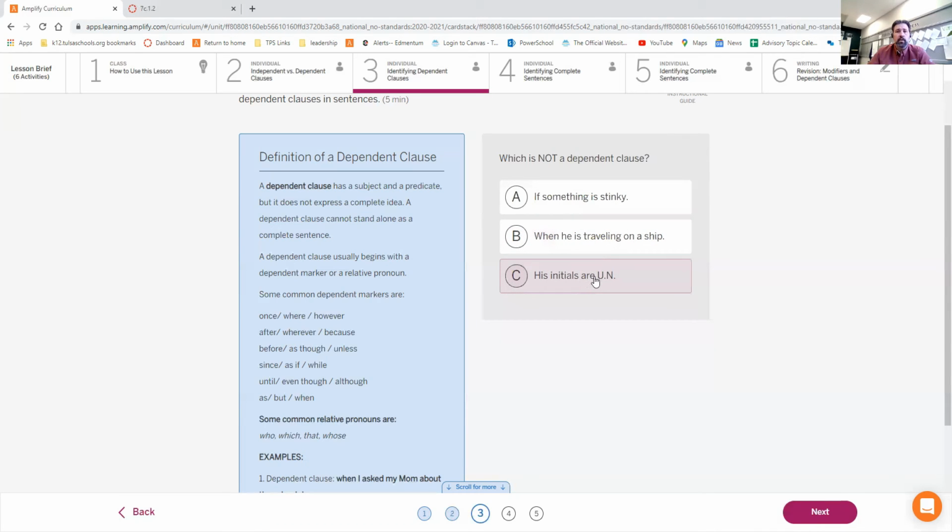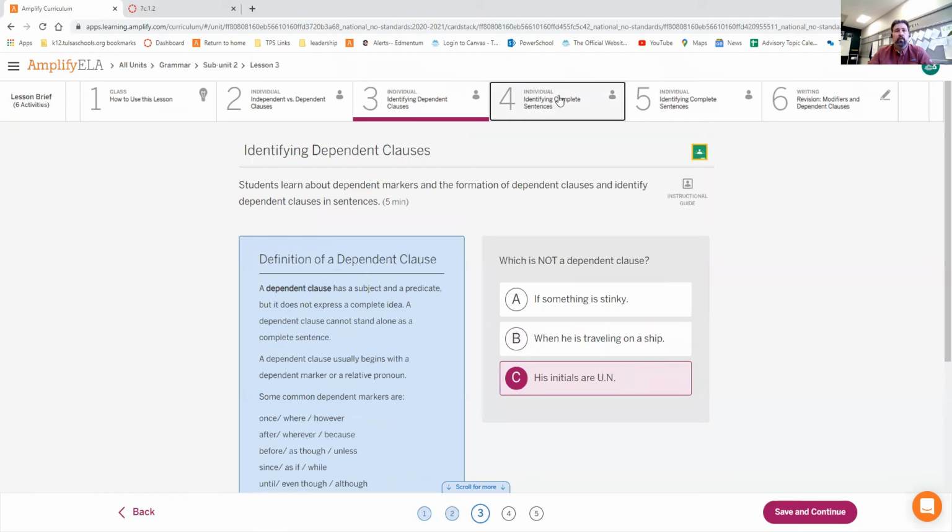Third one, his initials are UN. His initials are UN. That's a full sentence. That is not dependent. Let's go ahead and go to number 4.